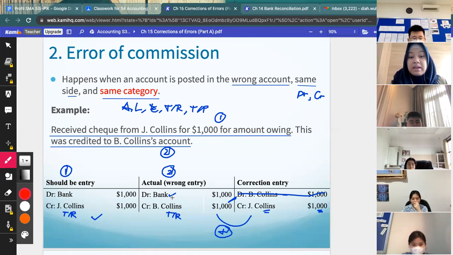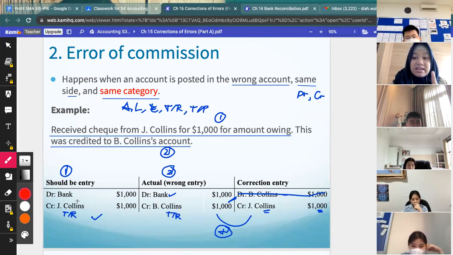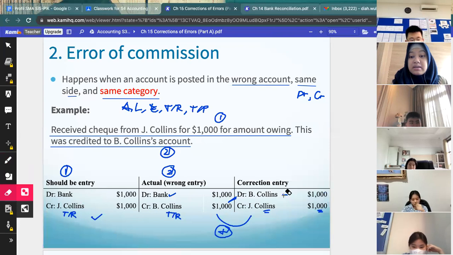Now we'll see the B. Collins on the credit side. J. Collins, B. Collins. Is B. Collins shown in the should be entry? The answer is no. B. Collins is not showing in the should be entry, but you already made an entry on that. What should you do? You should make a cancellation.